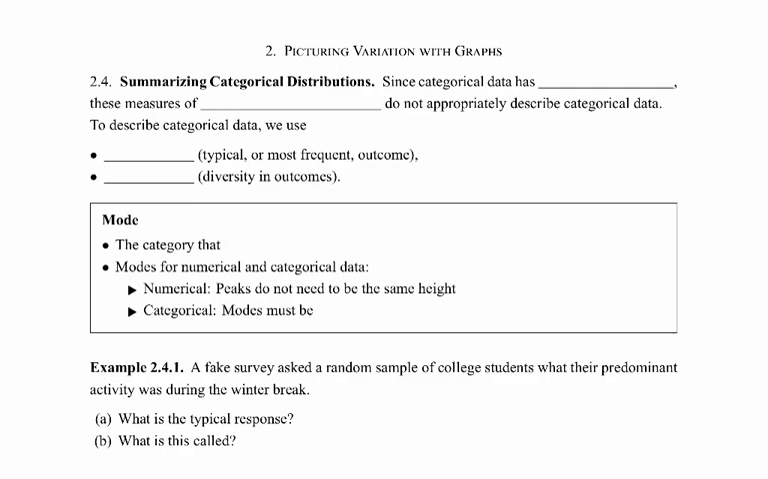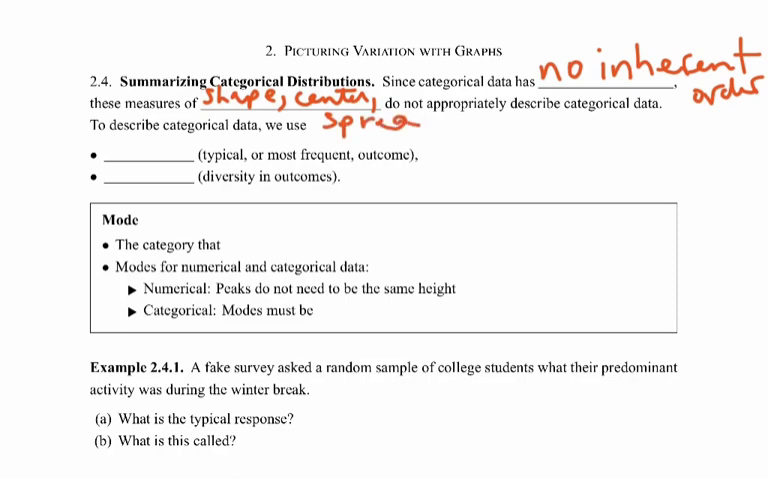And it says at the top, since categorical data has no inherent order, so that's the blank here, no inherent order. Let me back up, I'm talking about numerical distributions. Remember, for numerical distributions, we describe them in terms of shape, center, and spread. That's what we use for numerical distributions. So since categorical data has no inherent order, shape, center, and spread do not appropriately describe categorical data.